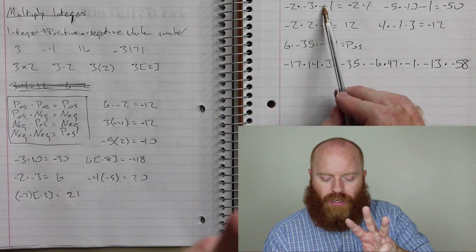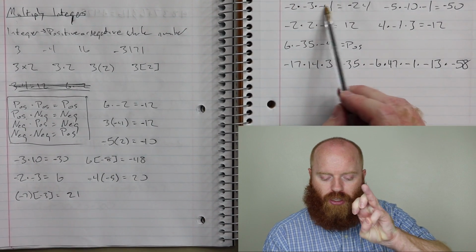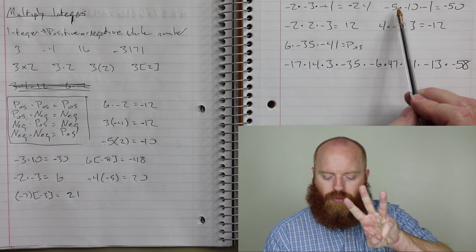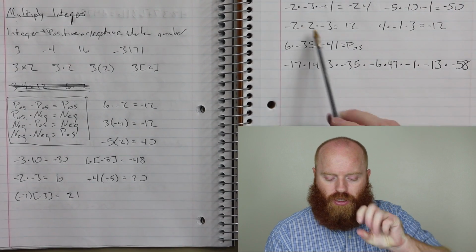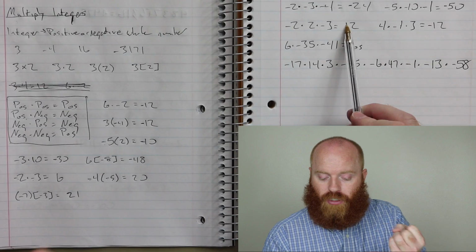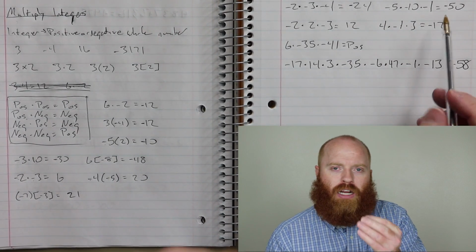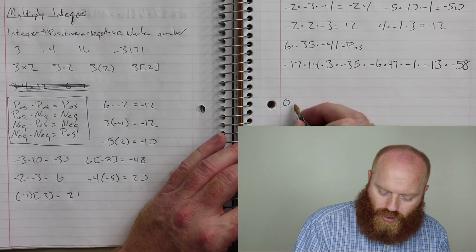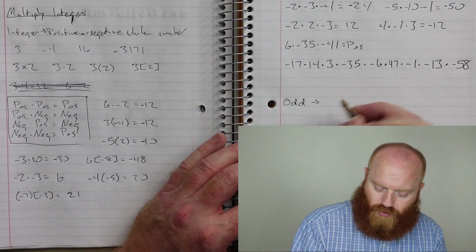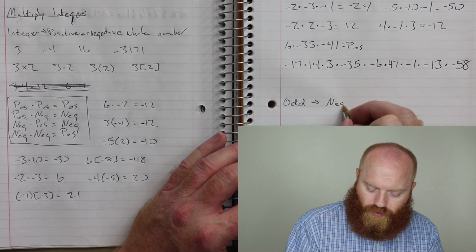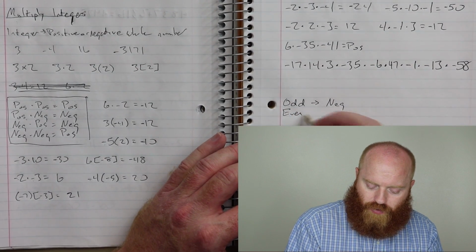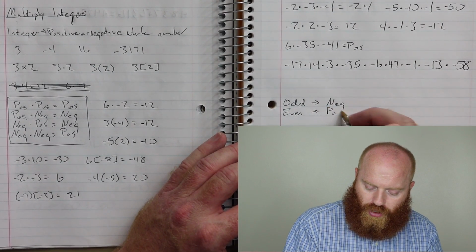If there were three negatives, the first two canceled, and you still had a negative left over. If you have two of them, they cancel, and the answer is positive. If you only have one of them, nothing's going to cancel, and the answer is negative. What I'm trying to get at is, if there's an odd number of negatives, the answer will be negative. If there's an even number of negatives, the answer will be positive.